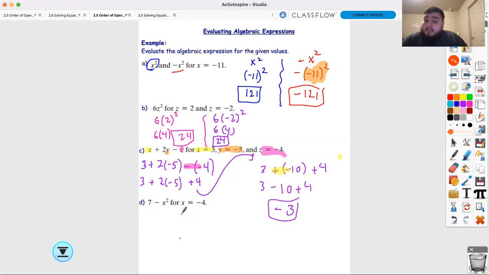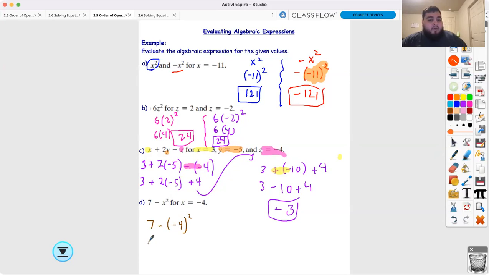So then 7 minus x squared for x equals -4. D is the trickiest one, class, but I included it here so you can see me do it, so you don't get confused when you see it in the homework or on the test. So let me switch the color up. We have 7 minus x squared, right? But we know x is -4. So -4 is being repeated.